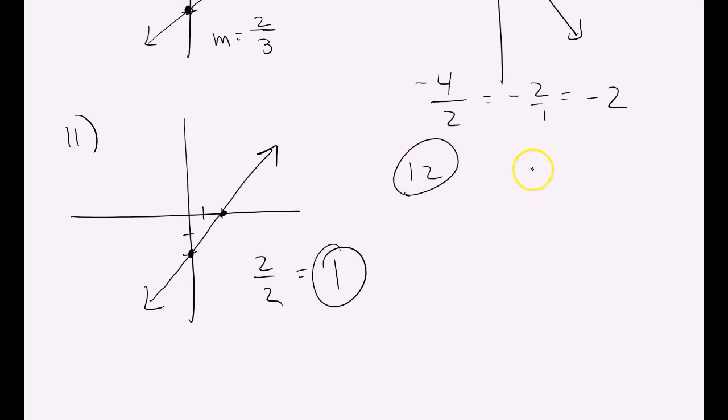All right, number 12. I think this is the last one of this kind. X-intercept is -5.